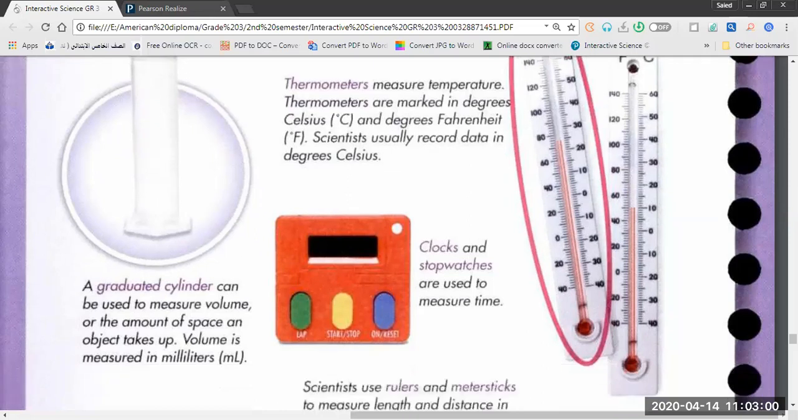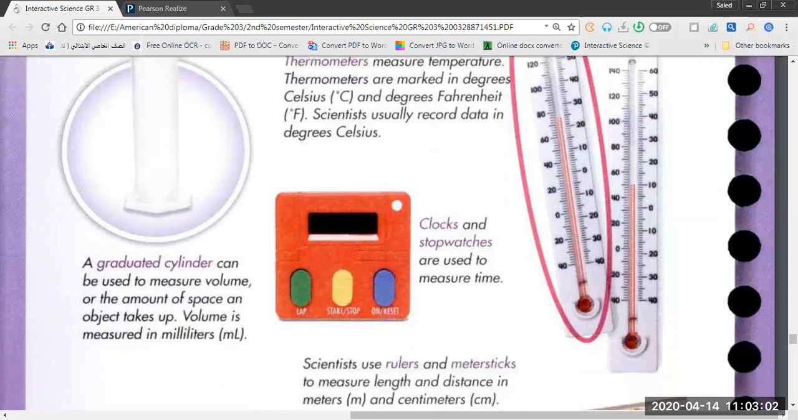And milliliters, for your information, is one of the units to measure small volumes. So that means we have a unit of measure for large volumes, which is liter.